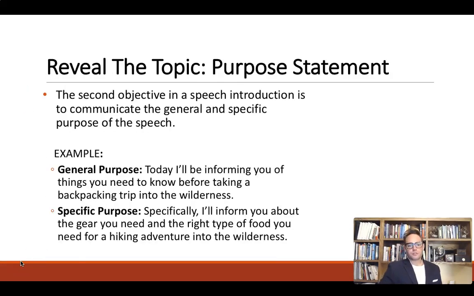Okay, so those are the attention grabbers. Make sure when you use one, you really plan it out so it becomes effective. Now, the second thing that we want to do is reveal the topic, and this is done through the purpose statement. So the second objective in a speech introduction is to communicate the general and specific purpose of a speech.